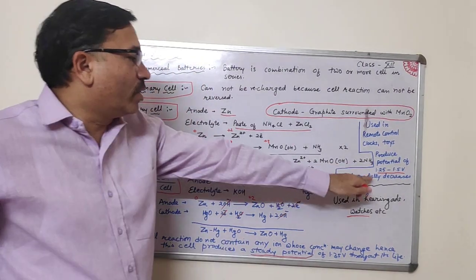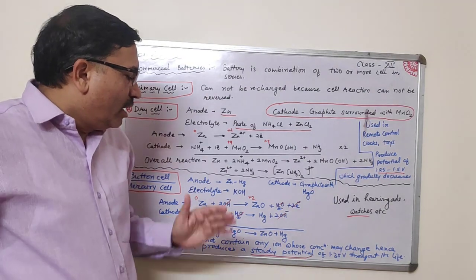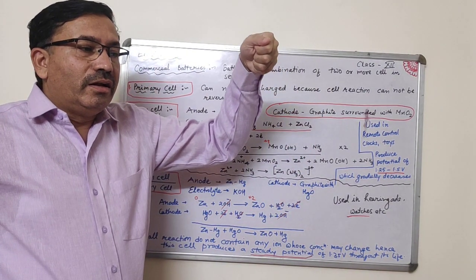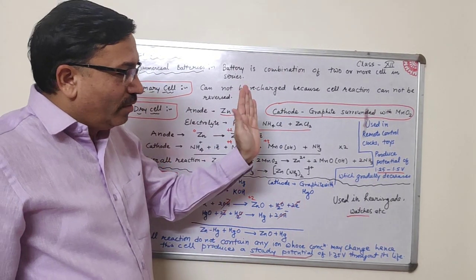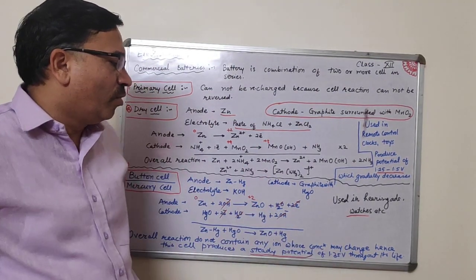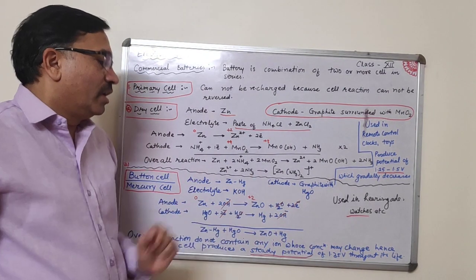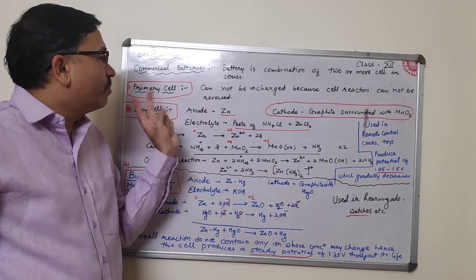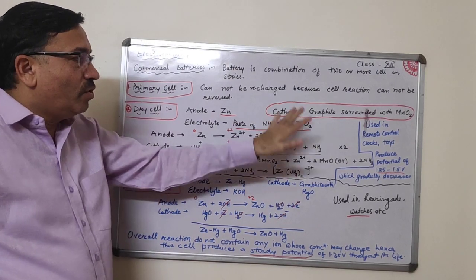Here in the dry cell, the potential gradually decreases. But the button cell produces a steady potential and stops functioning at a certain time; its potential does not decrease gradually. It produces approximately 1.35 volt during its working. So this is about the button cell or mercury cell. In our syllabus there are two primary cells, the dry cell and the button cell, and I have discussed all the things.